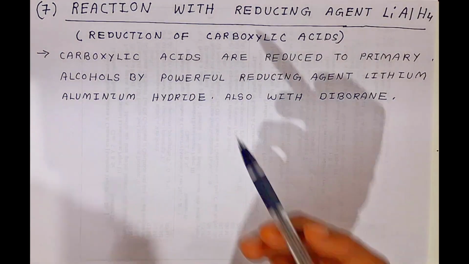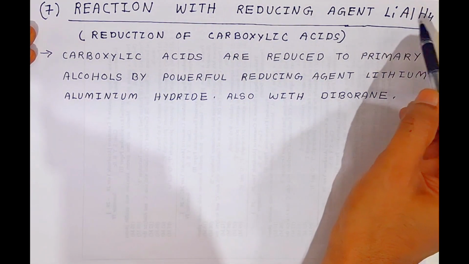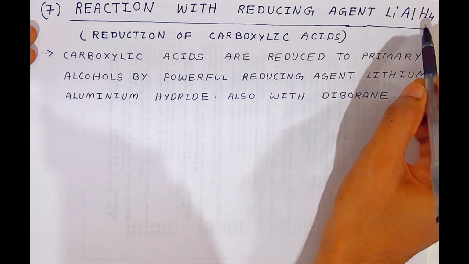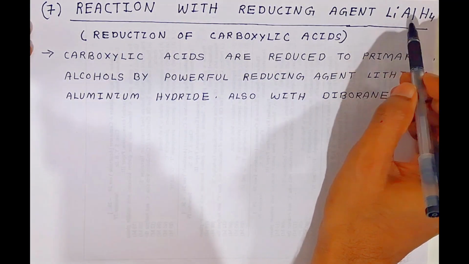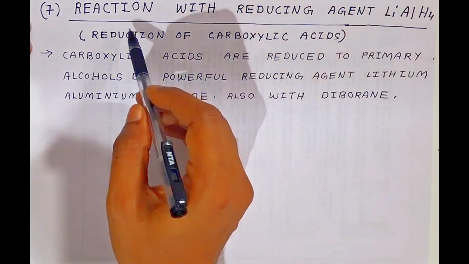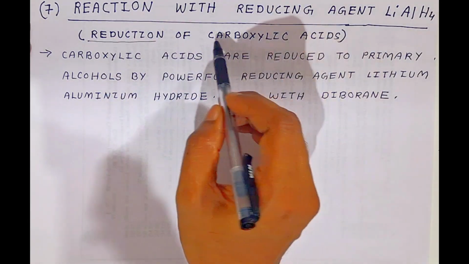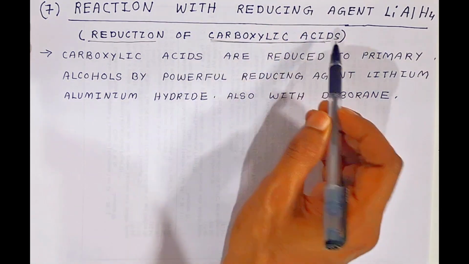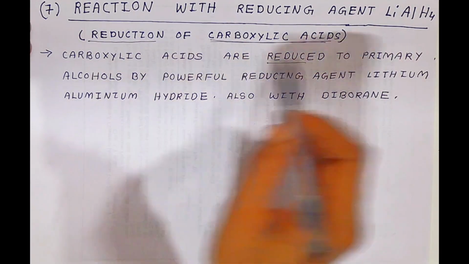The last reaction that we are going to see is the reaction with a reducing agent. A very important reducing agent is lithium aluminum hydride. Why is it a reducing agent? Because it contains hydrogen, 4 hydrogen. So this is lithium aluminum hydride. Reaction with the reducing agent lithium aluminum hydride, reduction. You have a carboxylic acid. What happens, students, when it is reduced? Carboxylic acid on reduction, students, forms primary alcohols.